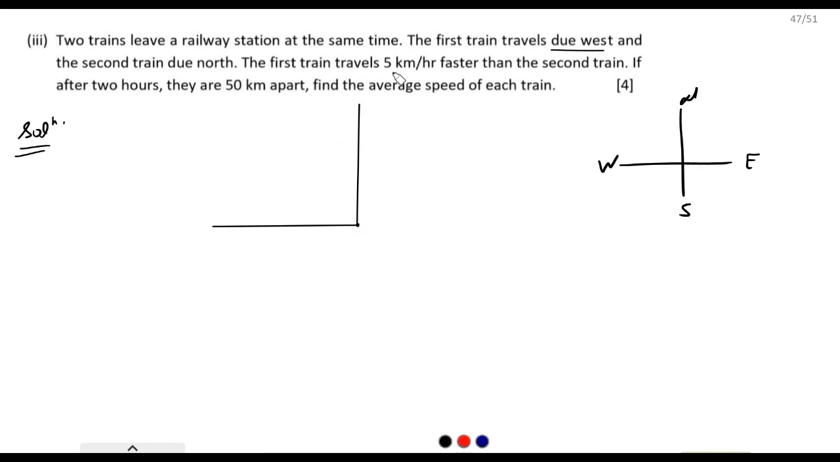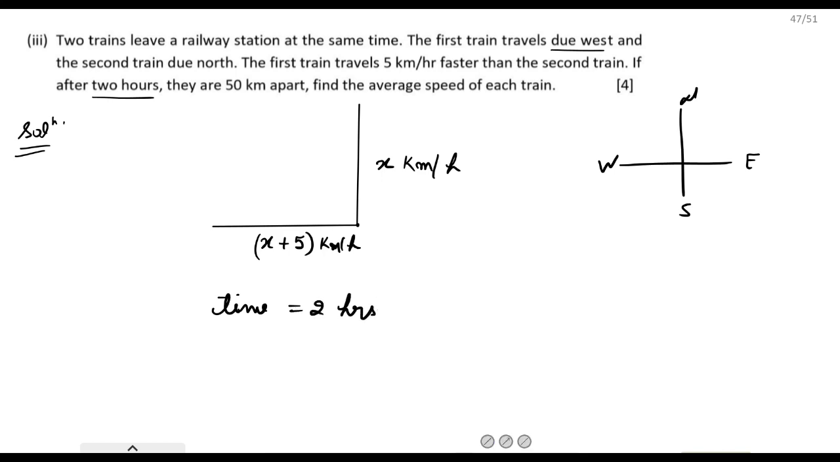The first train travels 5 km per hour faster than the second train. If the speed of the second train is x km per hour, then the speed of the first train is x plus 5 km per hour. After 2 hours, they are 50 km apart.